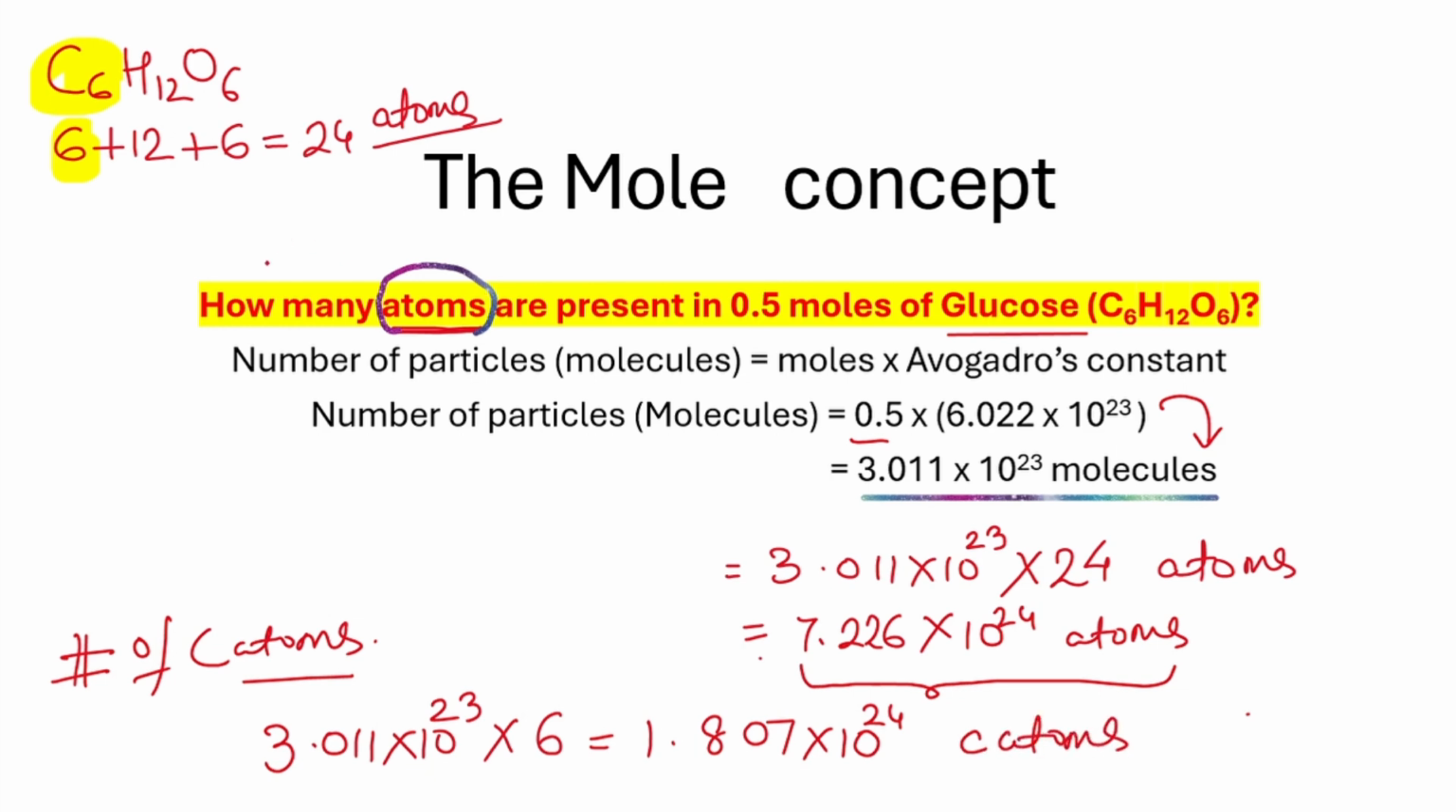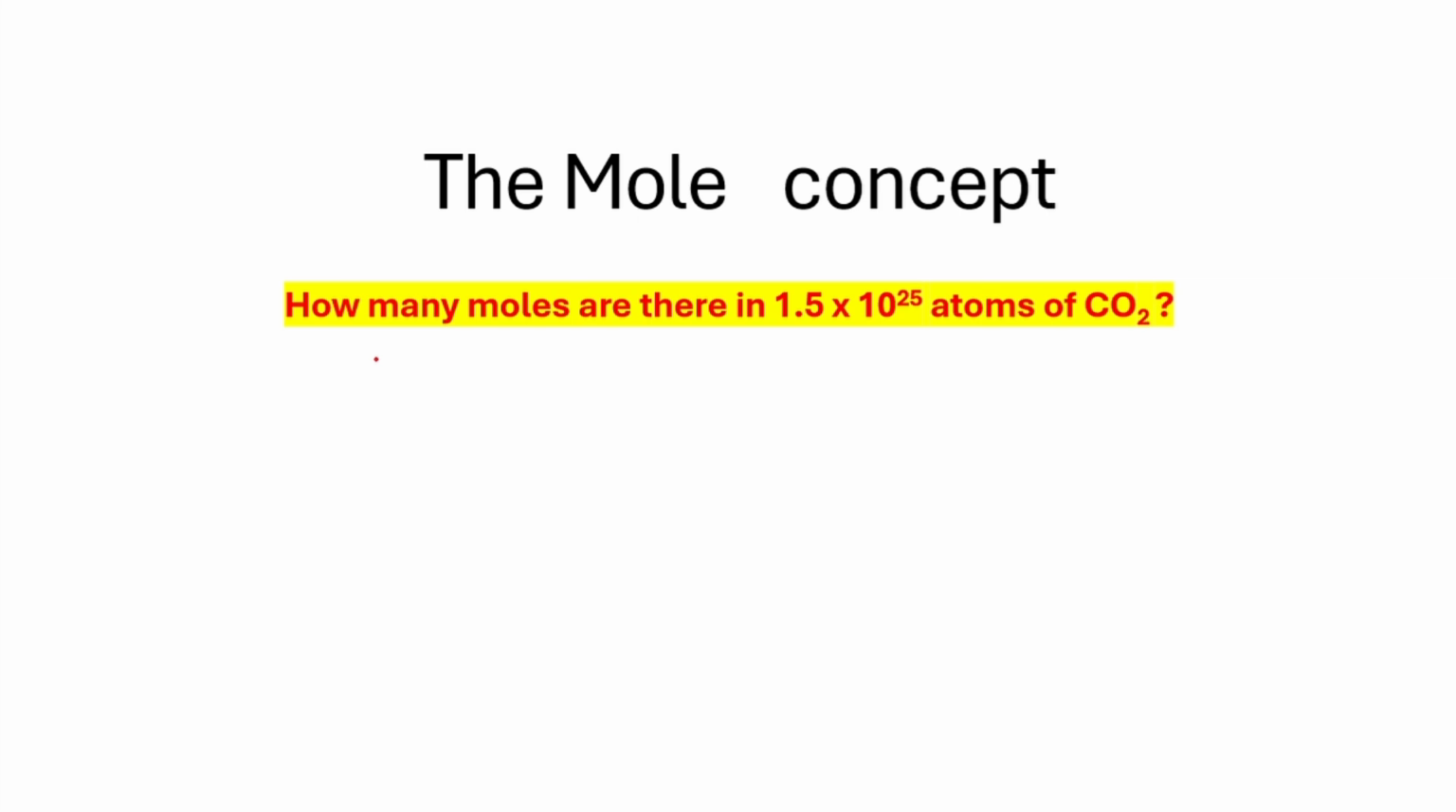And if we were being asked to calculate the number of hydrogen atoms, then the same number, the number of molecules, should have been multiplied by 12 to get the number of hydrogen atoms. So it depends upon which atoms we are being asked to calculate in the question. Let us look into another question.